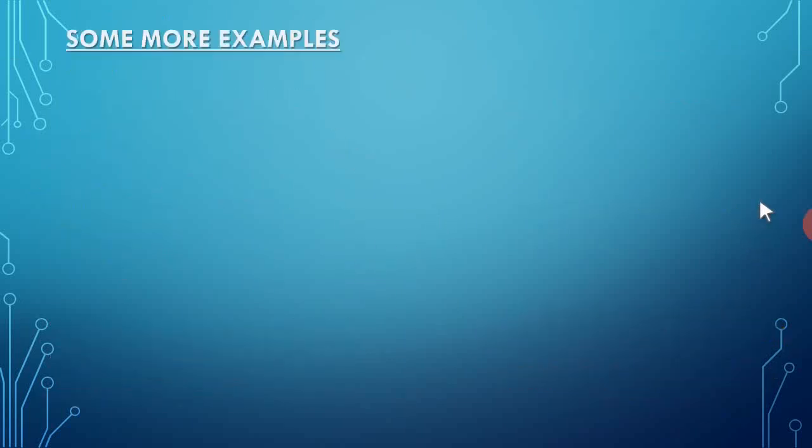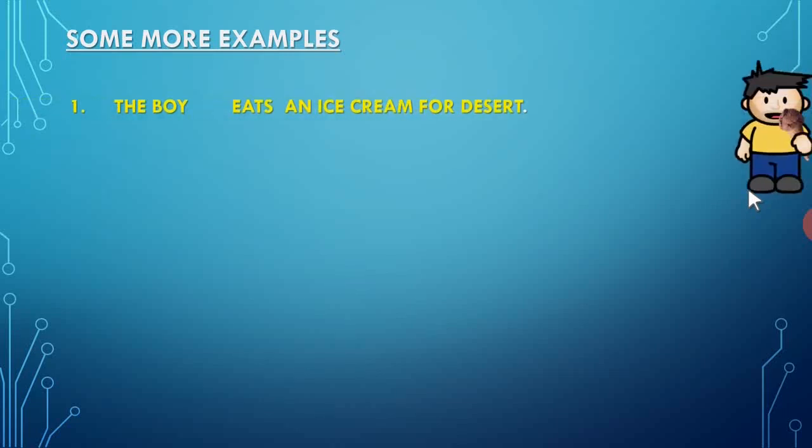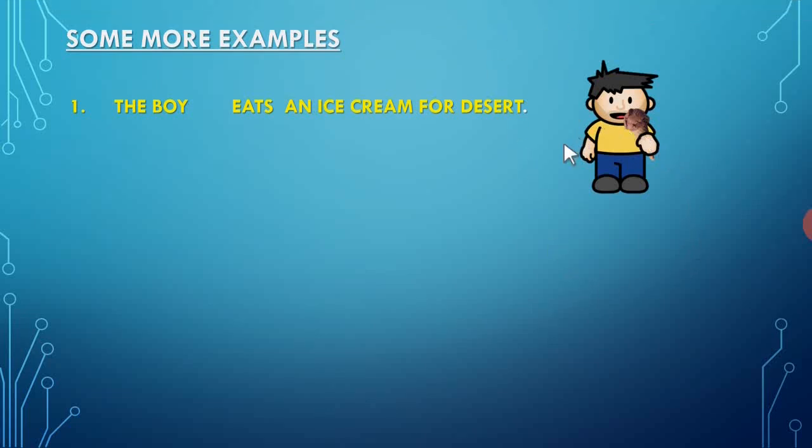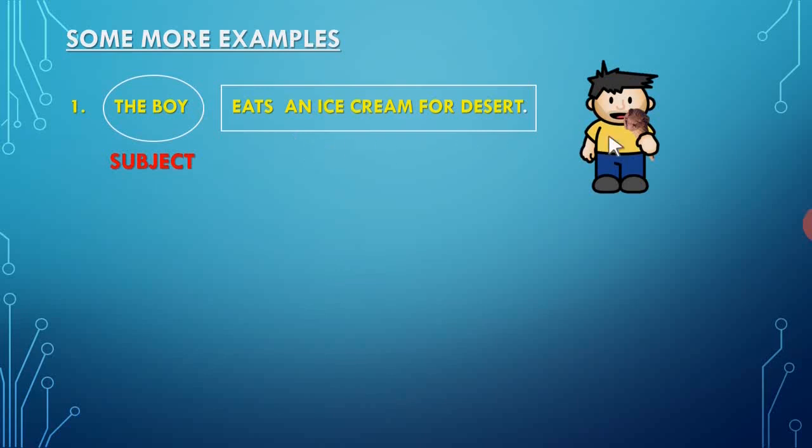Now let us take a few more examples, children. The boy eats an ice cream for dessert. You all love to eat an ice cream, no, children? So this boy also loves to eat an ice cream for dessert. So what are we talking about in this sentence, children? We are talking about this boy. So boy becomes the subject. What are we talking about this boy in this sentence, children? We are talking that the boy is eating an ice cream for dessert.